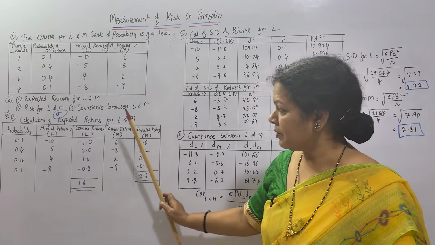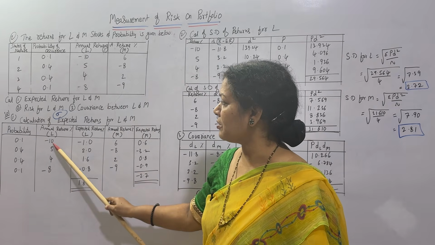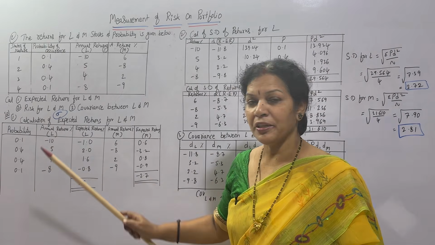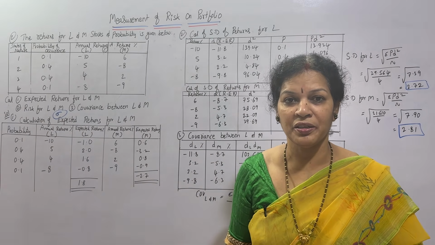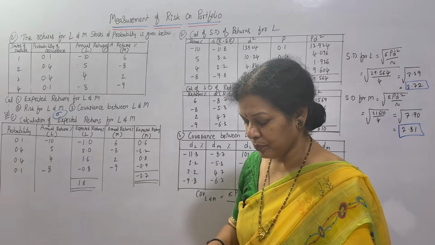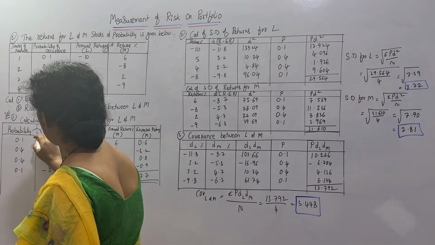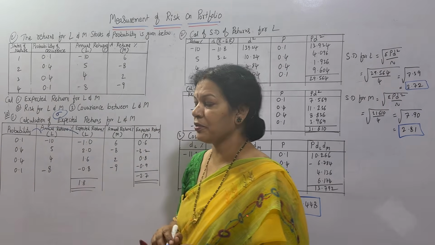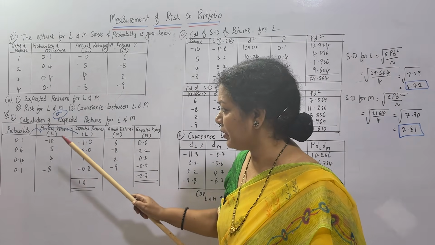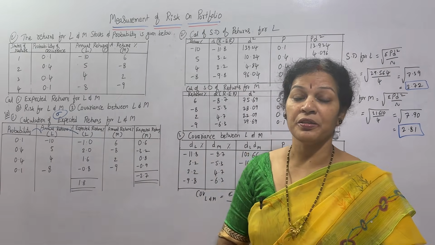Expected returns of L, this is up to L. Probability as it is, annual returns as it is. How do you get expected returns? If you multiply probability and annual returns, you will get the expected returns. So expected returns come from multiplying these two. 0.1 into minus 10, minus 1.0. 0.4 into 5, 2. Like that you got expected returns of L.